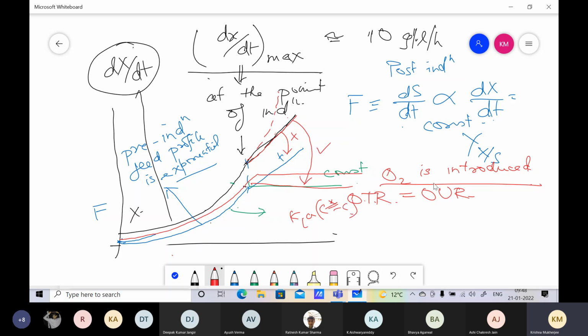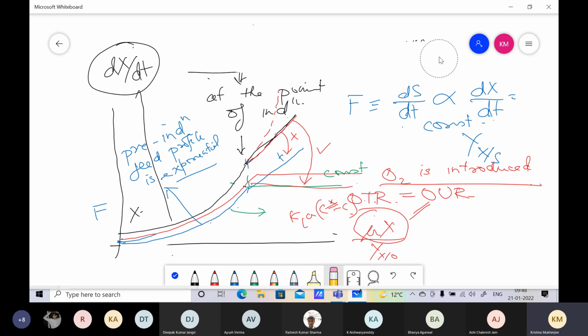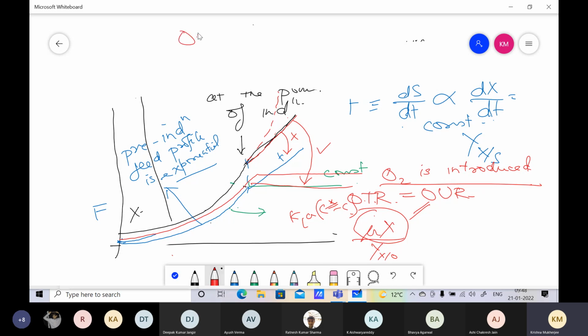But OUR, the oxygen uptake rate, what is it proportional to? Mu into X upon Y X by O. And mu into X is nothing but dx by dt. So the oxygen uptake rate is not proportional to the amount of biomass, it is proportional to dx by dt. So obviously, and that's obvious common sense if you think about it, the oxygen requirement or the feed requirements, the oxygen uptake rates, are not proportional to mu or x. It is proportional to mu into x because it is equal to dx by dt.